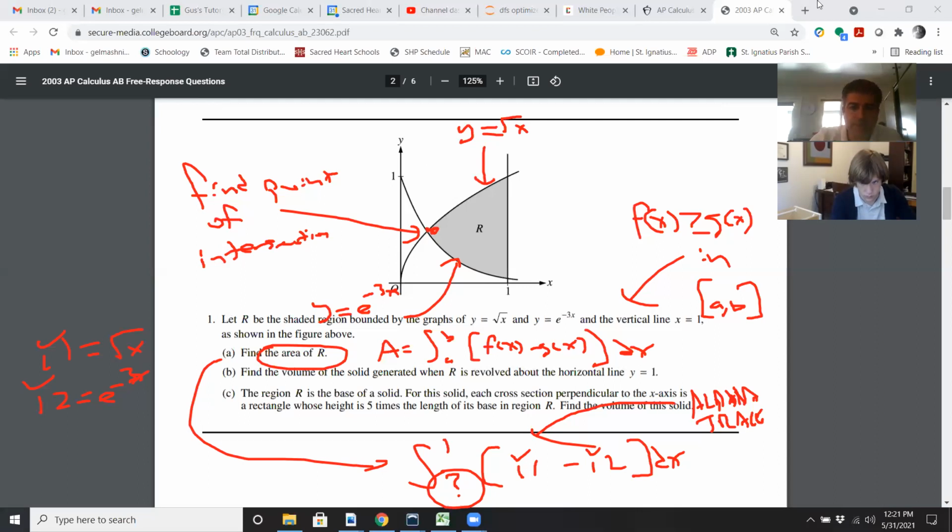Okay, I do see one answer. I'm going to work it out myself, see if it's the same thing. Again, y will be one of the functions, so root x. I'll do e to the negative 3x for the other. Now I've got to graph them to see where they touch.